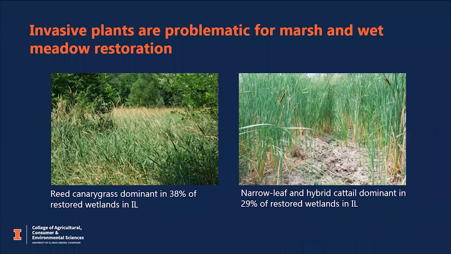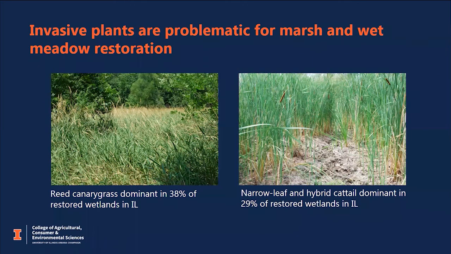One of the biggest problems with marsh and wet meadow restoration is invasive plant species. In a survey that we did in 24 restored wetlands in Illinois, all of which had a restoration goal that these sites be dominated by native vegetation, we found that invasive plant species were a major constraint to achievement of restoration goals. In fact, 38% of the wetlands that we surveyed were dominated by invasive reed canary grass.